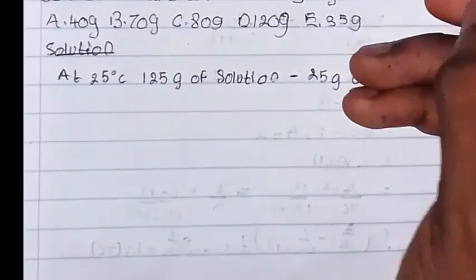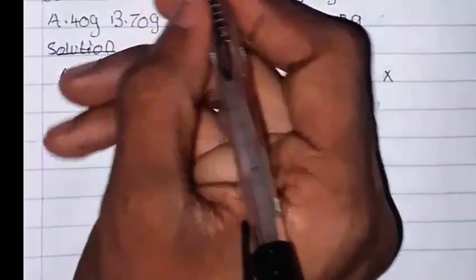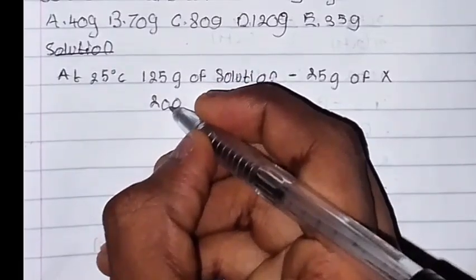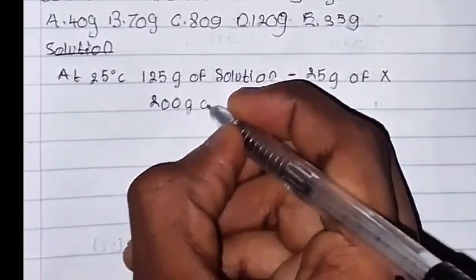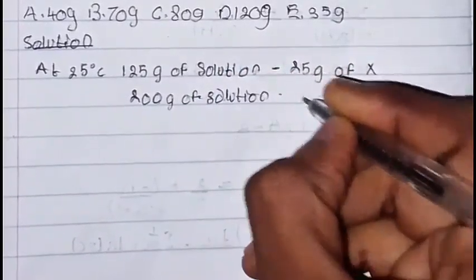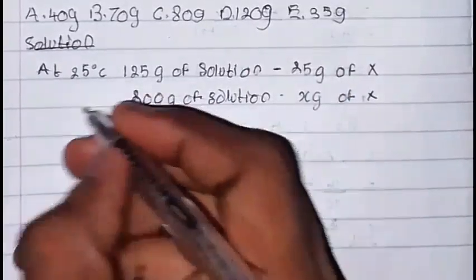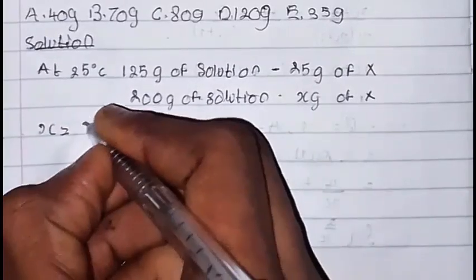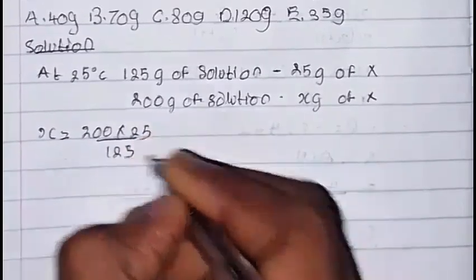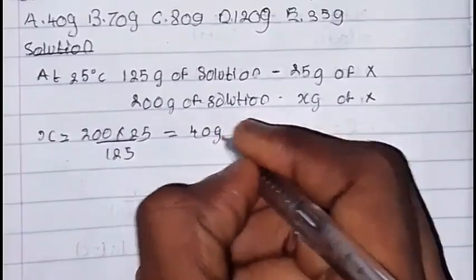Now, since it was cooled from 60 to 25, meaning that when this 200 gram solution finally falls to 25, 200 gram of solution, we have X gram of solute. X is solute, so I can simply cross multiply and set X equals 200 times 25 divided by 125, which if you evaluate, you get your answer as 40 gram of X.